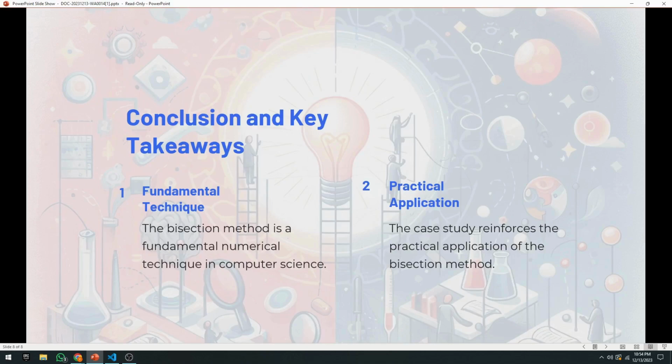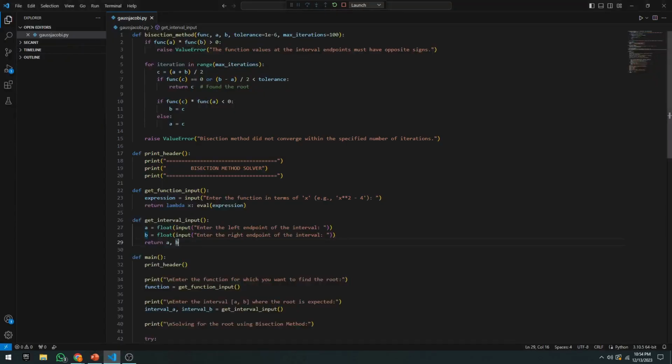And moving on towards the code, we have the bisection method code right here. First, we'll start off by defining a method called bisection method with a few parameters: function, a, b, tolerance, and max iterations, which can be as many as you want. For example, we have 100 here.